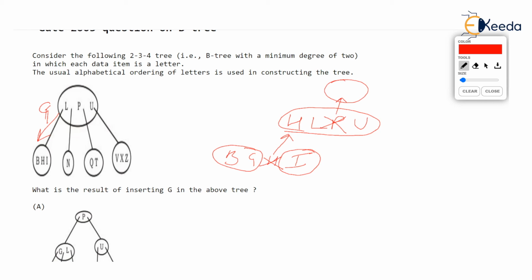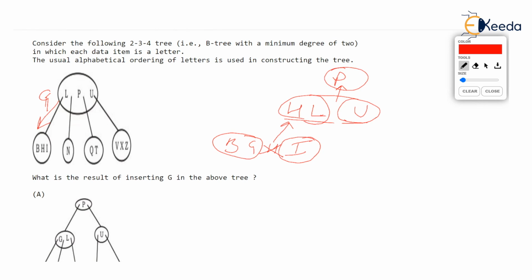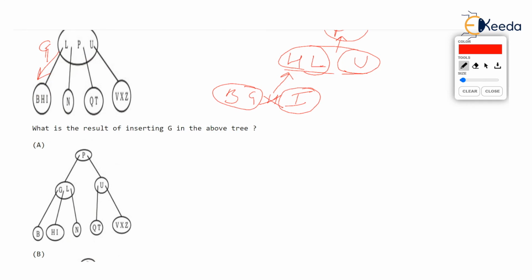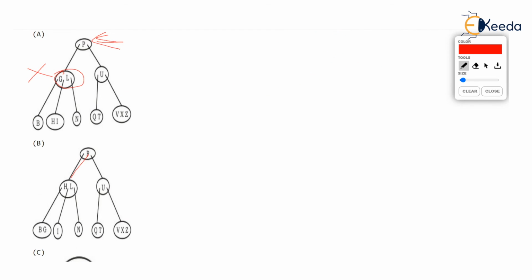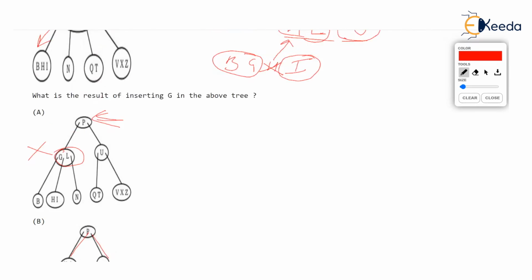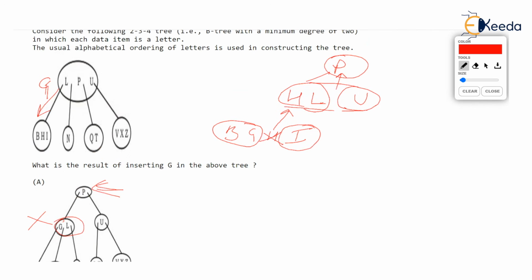And now the left child of P is going to be HL. I hope you are understanding this. And the right child is going to be U. So the best option that fits here is not this one. P is the root, although we got P as the root, but GL is the left child. No, this is wrong. And the correct option is P with the left child as HL and right child as U. Check that. This is what we were saying. P is the root, HL is the left child and the right child is U.